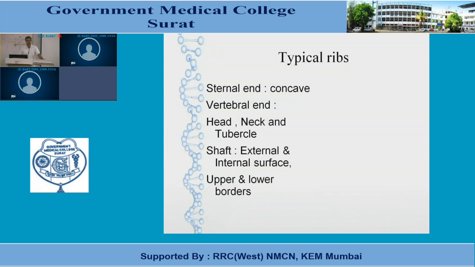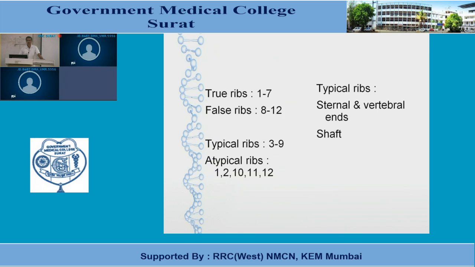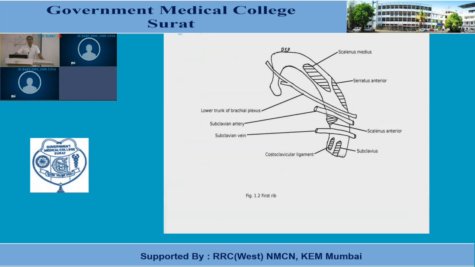Now atypical ribs. Typical ribs are from 3 to 9. Atypical ribs are first, second, then 10, 11 and 12, which means 5 ribs are atypical. First rib. This is the first rib, and this is its view from the upper part, or superior view, of the first rib.